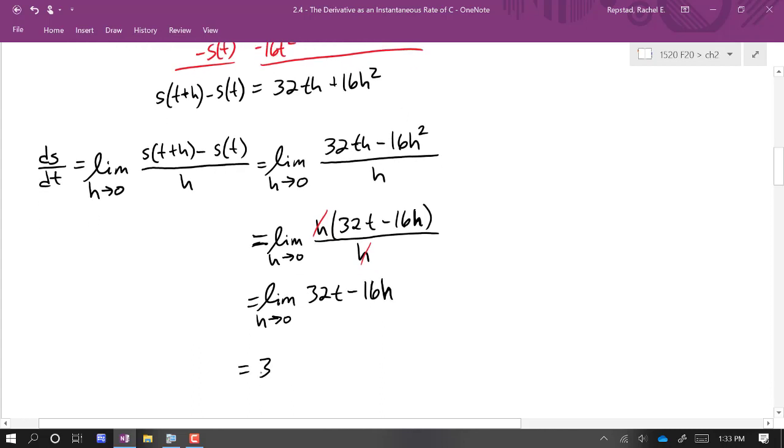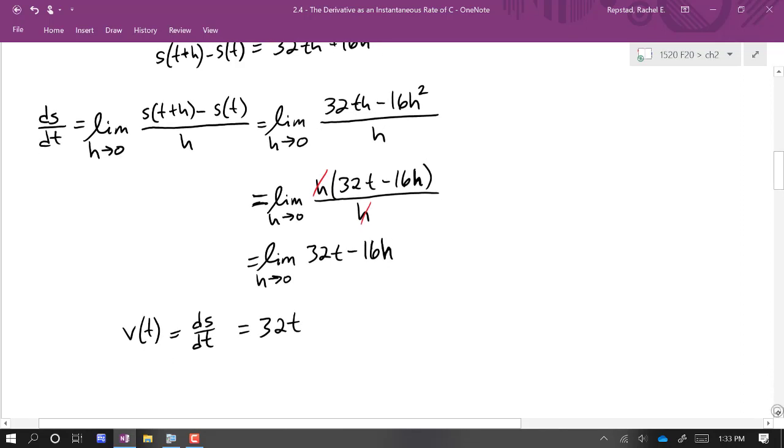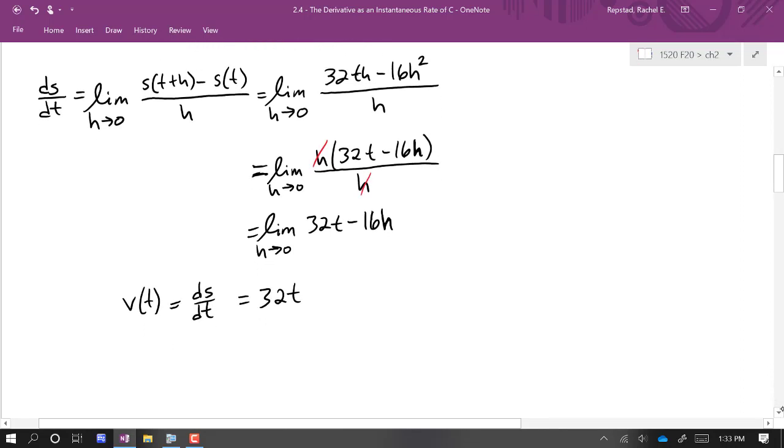So this is ds dt, and ds dt is the velocity function. These are one and the same. We want to evaluate this when t is equal to 4. So let's do that. And as we do that, we'll actually see why I really like that ds dt notation rather than s prime notation, especially for applications.